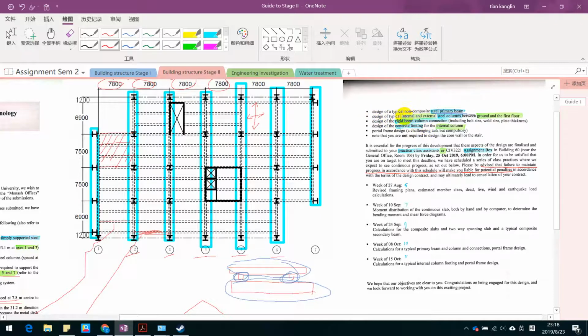And then it's the design of typical internal and external steel columns between the ground and first floor. So just focus on it, just ground and first floor. And also the internal and external beams based on their loadings.